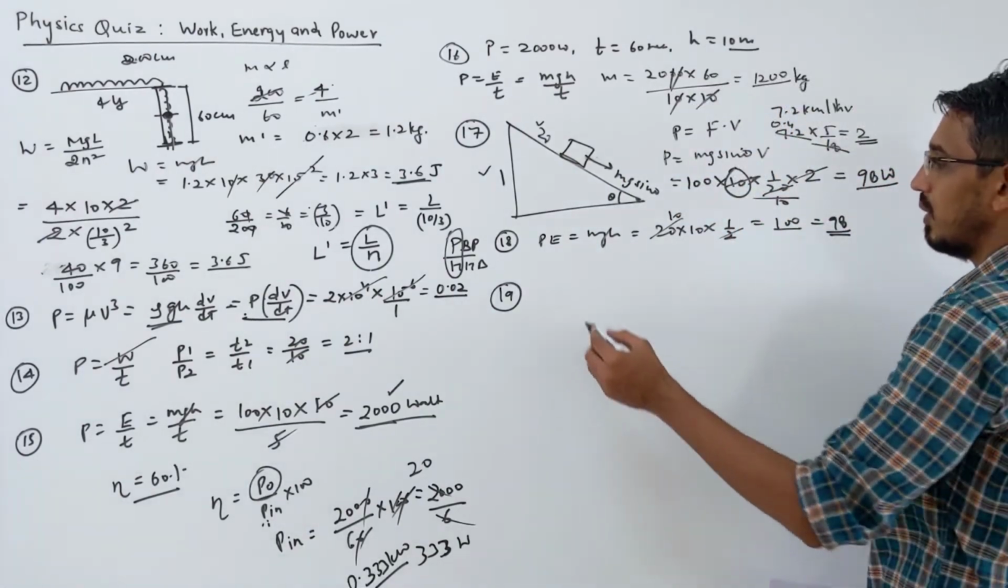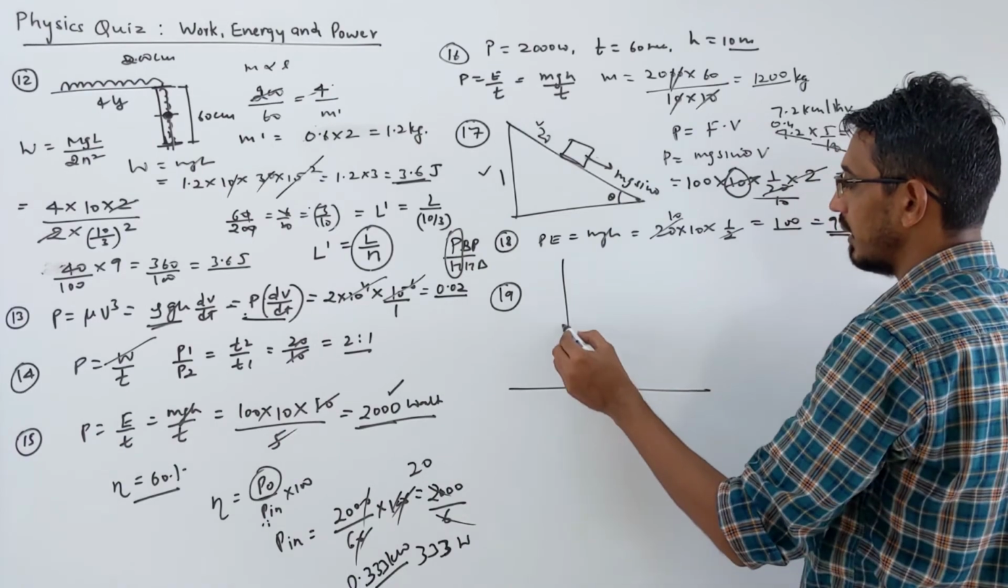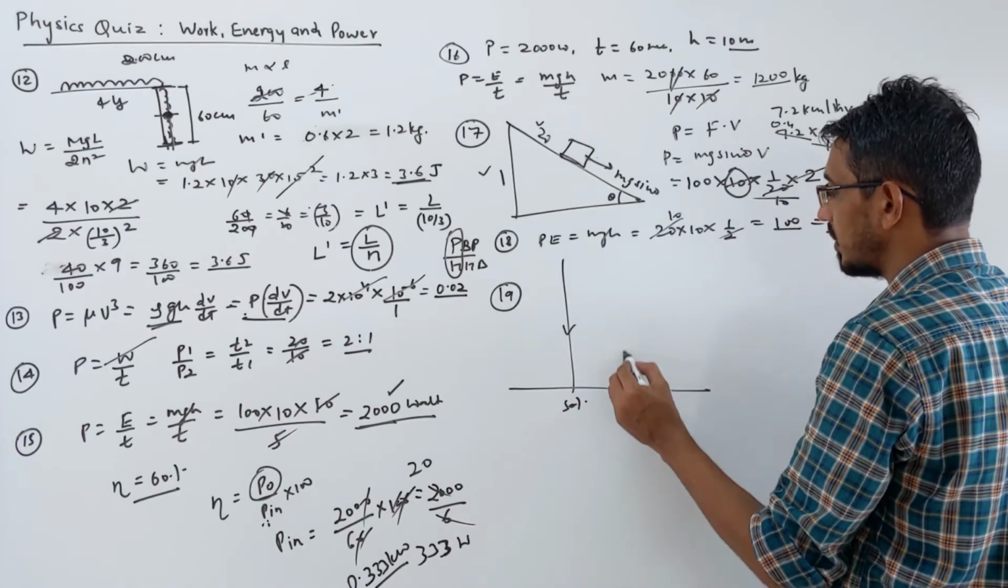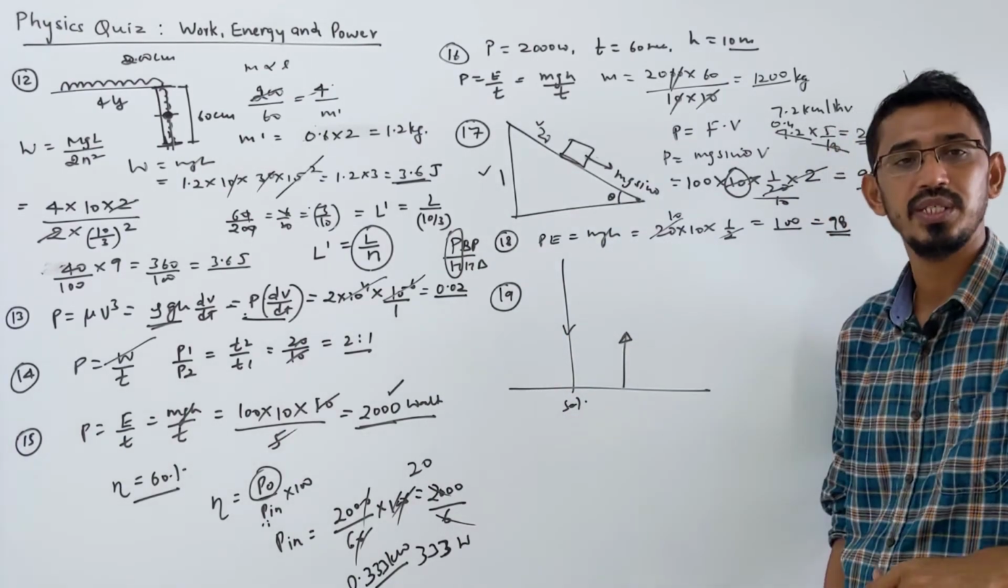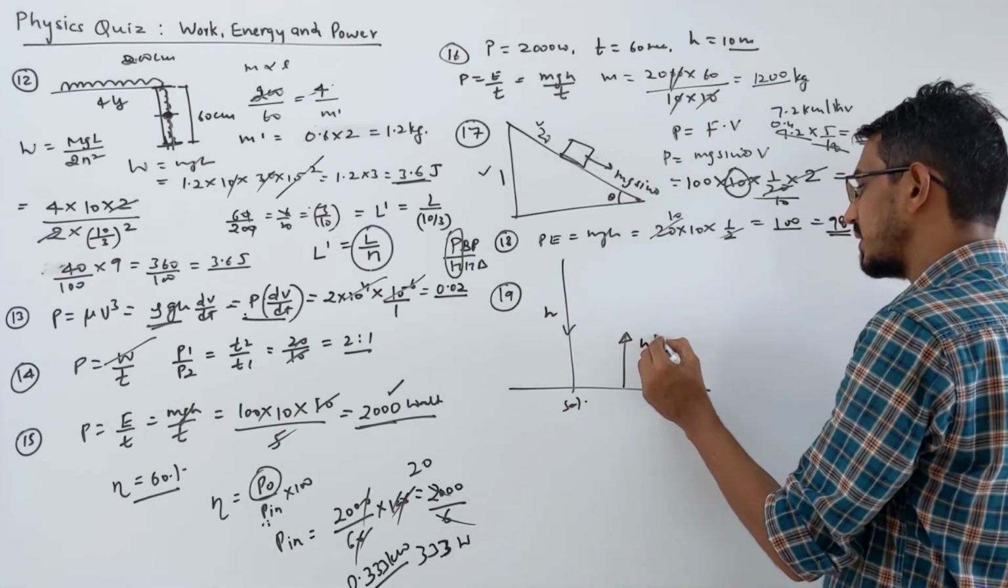So, a simple problem: you are dropping a ball on the ground and it loses 50% energy. How much height will it rebound? Simply half of the initial height. H here, what is H dash here?